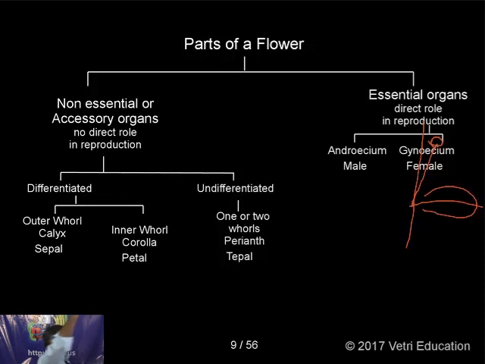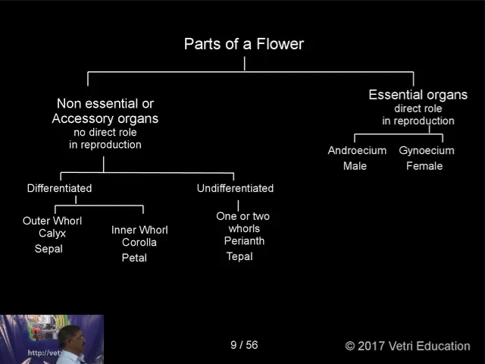Next, floral parts. Regarding the floral parts, I told you already: calyx, corolla, androecium and gynoecium. But among these, some are essential, some are not essential. The non-essential organs are calyx and corolla, and they may be differentiated or not differentiated. When calyx and corolla are not differentiated, that is called perianth, and the individual segments are known as tepals. When differentiated by color and size, the first whorl is the calyx and the inner whorl is the corolla.